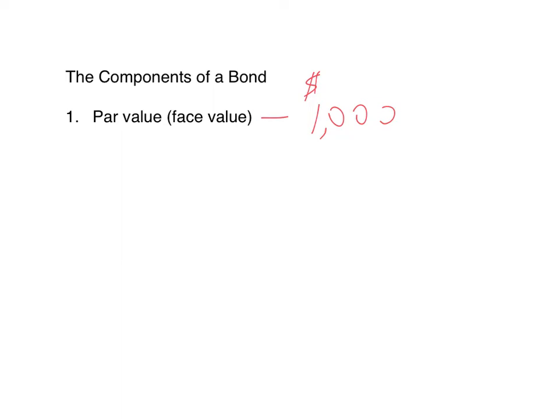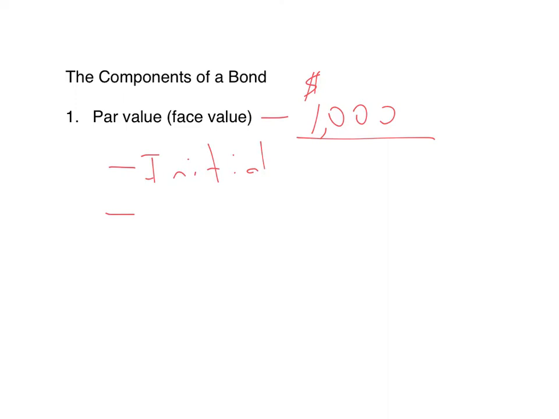Now, you may ask, what is the significance of that $1,000? Well, first, par value, $1,000, is the initial value of the bond. When the bond is issued to the public, it is sold at par value. So it's the initial value of the bond.